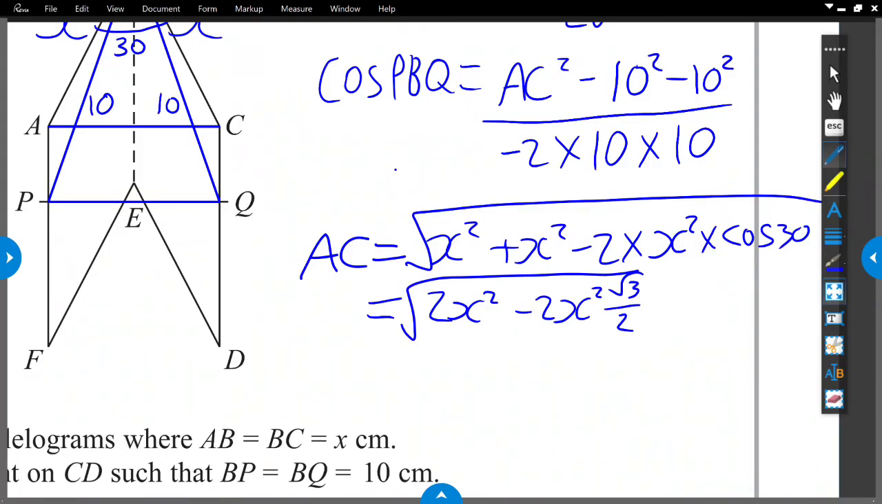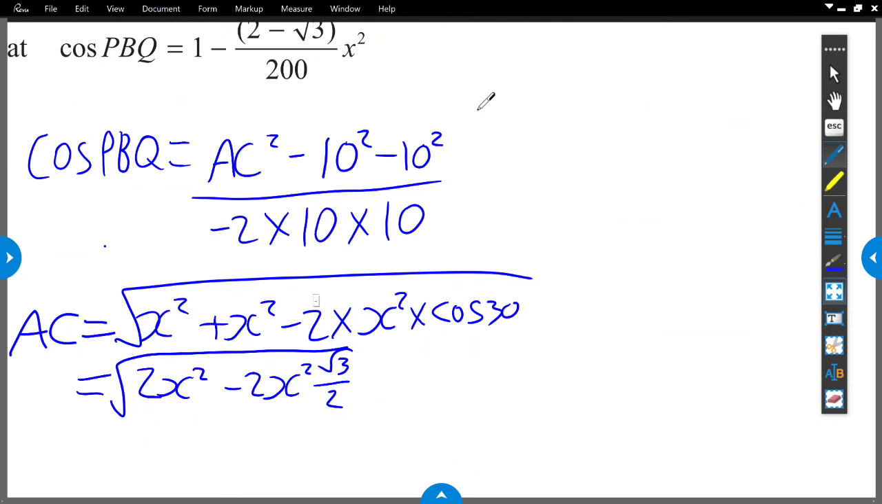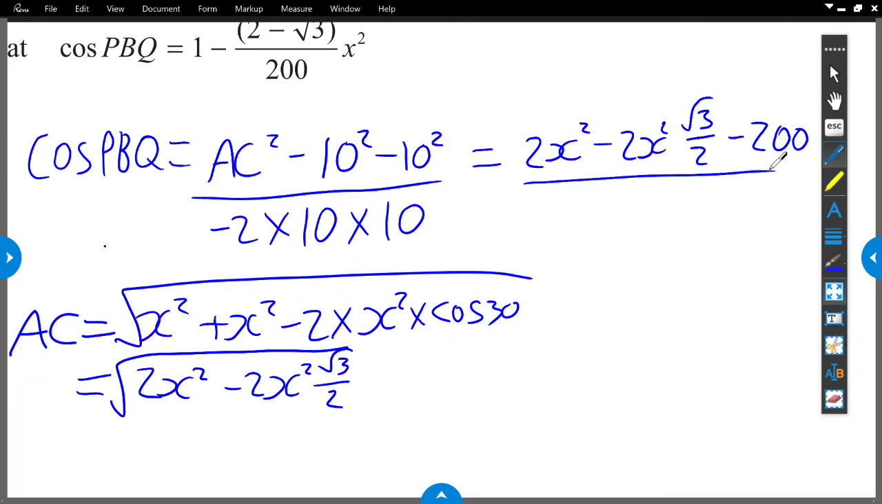Now I can put that back into my original equation. And I'm going to simplify as I go. So AC squared, as I said, this is just going to cancel out with the square root. So I'm going to get 2x squared minus 2x squared lots of root 3 over 2, minus 2 lots of 10 squared. 10 squared is 100. I'm minusing 200 in total. And that's all over minus 2 times 10 is minus 20, times about 10, I get minus 200.